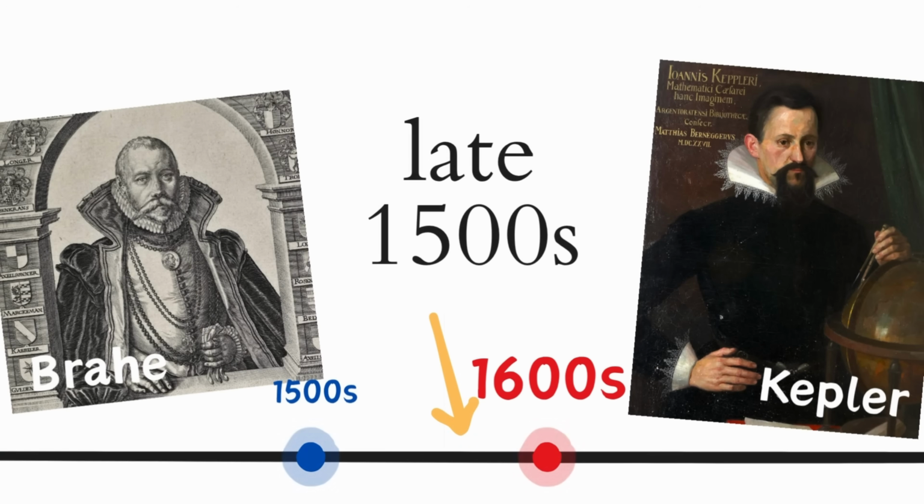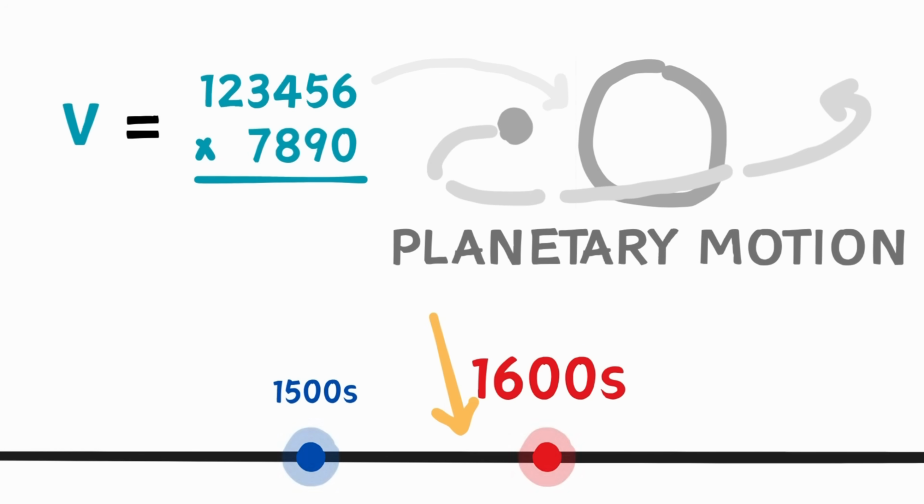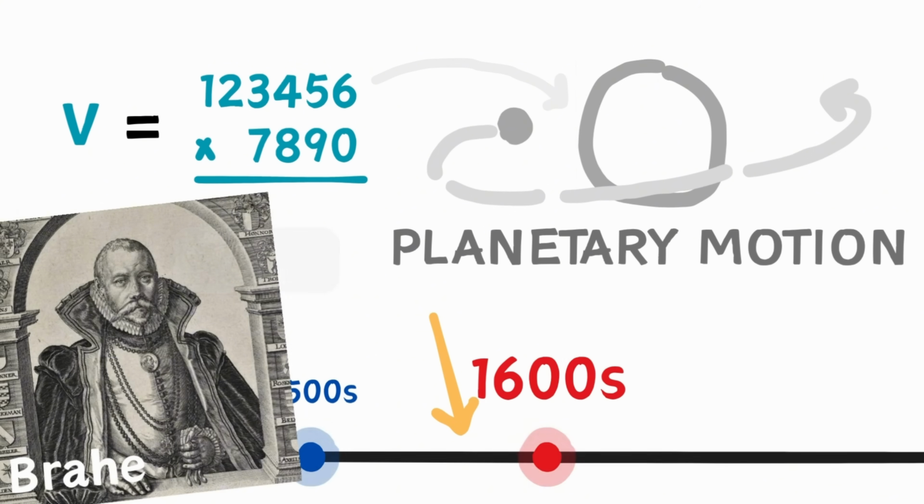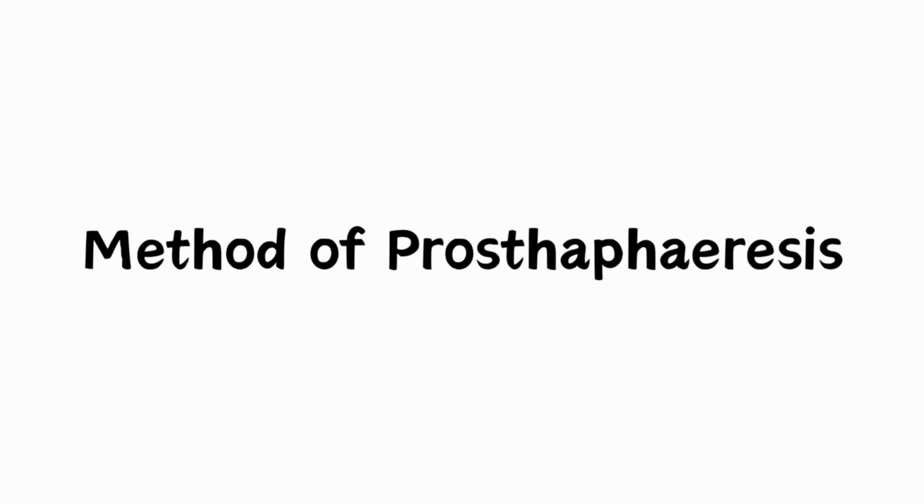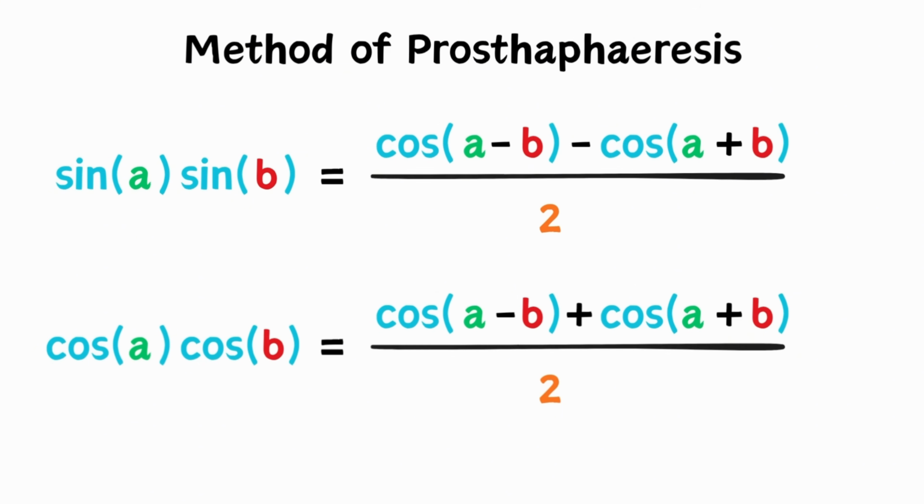During the late 1500s, astronomers were conducting massive calculations to learn more about planetary motion. Times haven't changed, and people back then didn't like manually calculating massive multiplications. One popular shortcut was the method of Prosthaphaeresis, basically the use of trigonometric identities.